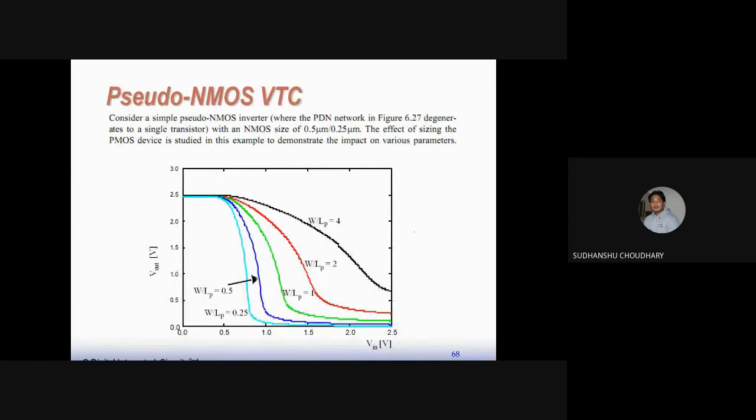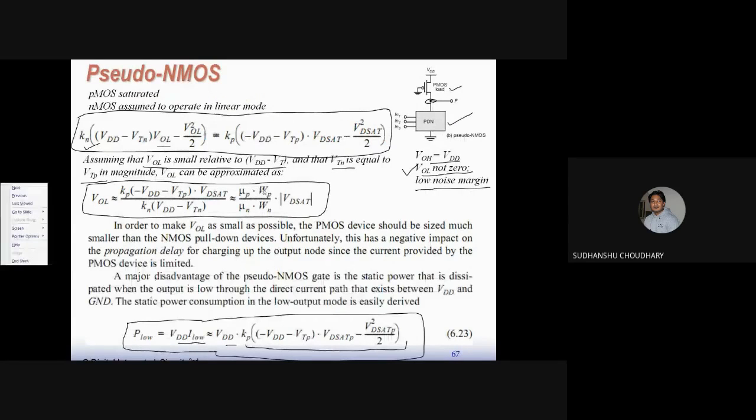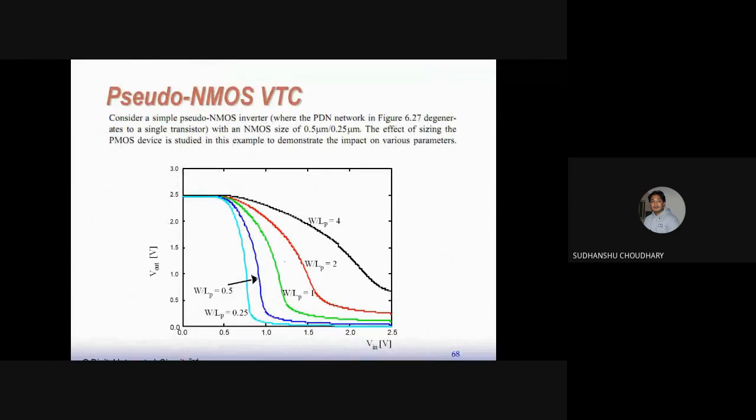Now, we had seen that when you reduce W, VOL can be brought down to zero. The effect of the width of PMOS has been seen over here in the simulations. What happens if you increase W by L of PMOS? This is W by L of somewhere around 4, and this is the lowest one here for VTC, this is for W by L of 0.25. Not microns, it is the size ratio. So from here to here, W of PMOS is increasing.